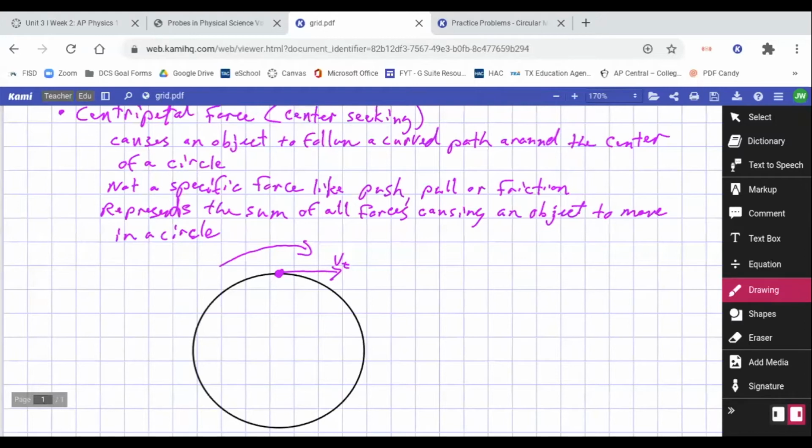Yes, so those that are voting, that's perfect. It's going down because remember the force is center seeking. Where's the middle of the circle? Middle of the circle is like right there. So the force is pointing down.